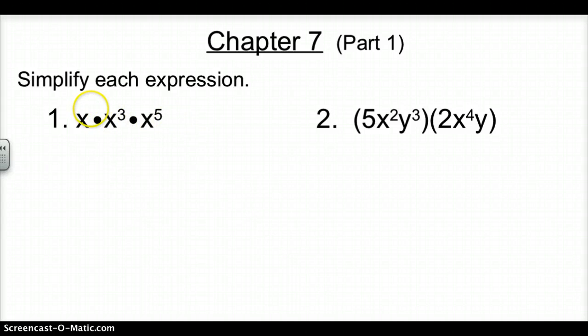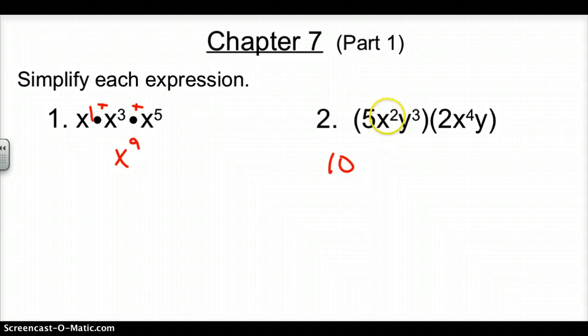So here, how many do we have on this x? We have one exponent there, another 3 here, and another 5. So when we add those exponents all up, we get x to the ninth. Now with number 2, we still multiply the numbers. If they're different numbers, we're still going to multiply those numbers. So we have 5 times 2, which is 10.